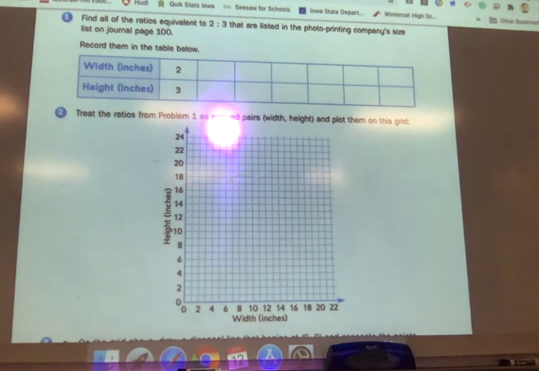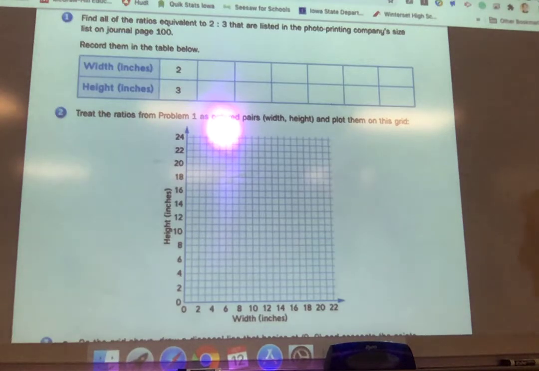So we're supposed to find all the ratios equivalent to 2 to 3 that are listed in the Photo Printing Company size list on journal page 100. All right, so we'll be flipping back and going through those and showing you the rates that show up on that page. Okay, so for all the pictures that they have, there are a lot of sizes on that page before. I'm going to just list a few here.